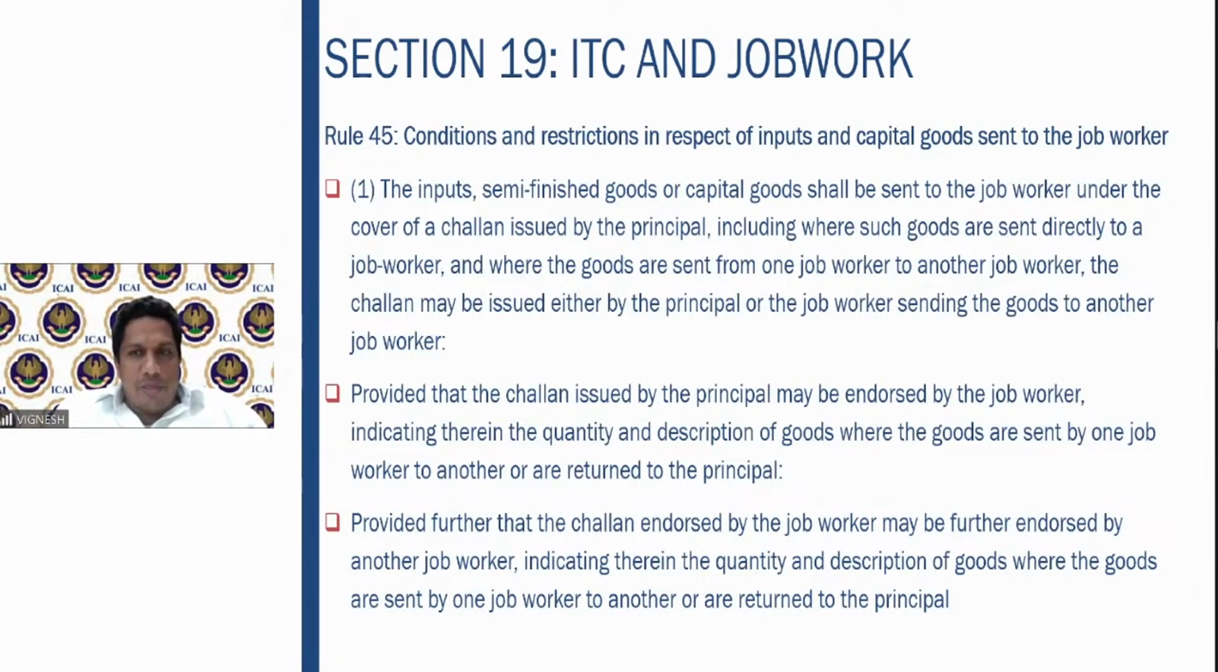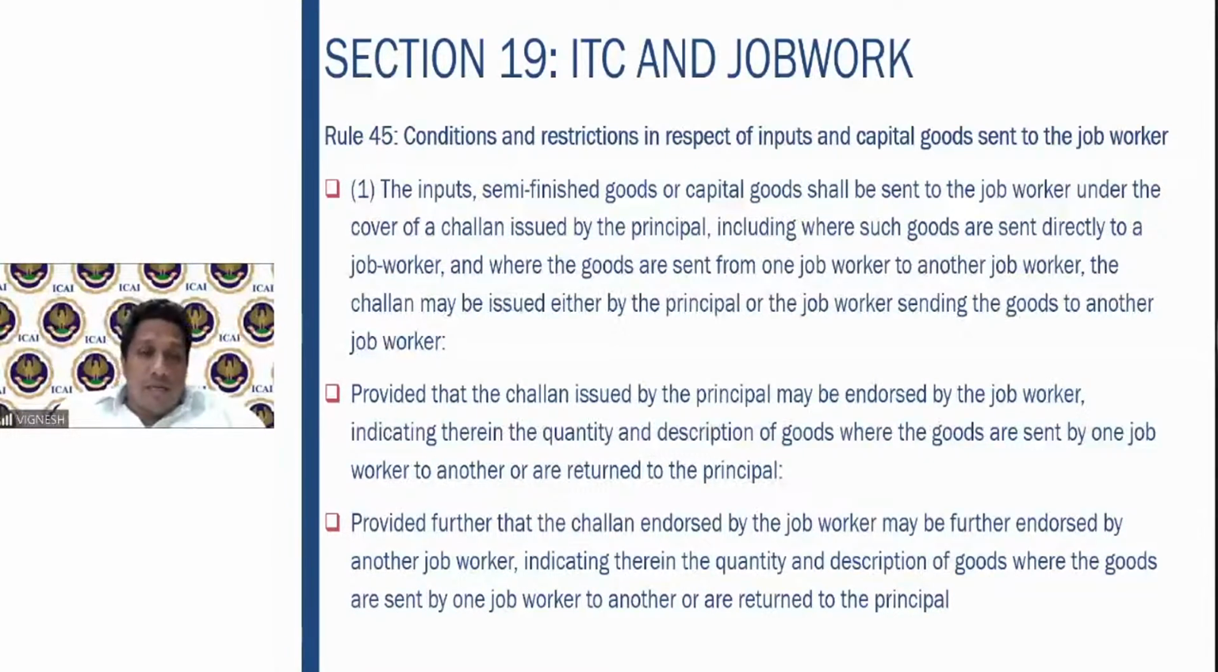issued by the principal, including when it is sent directly to the job worker. And wherever the goods are sent by one job worker to another job worker, the challan may be issued by the principal or the job worker. But whenever the challan is issued by the principal, it has to be endorsed by the job worker, clearly indicating the quantity and description of goods where it is sent by one job worker to the other or returned to the principal. These are not very important from an examination point of view, just procedures you have to follow whenever you are sending inputs or capital goods for treatment or process, that is job work.